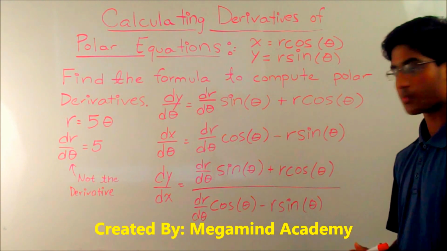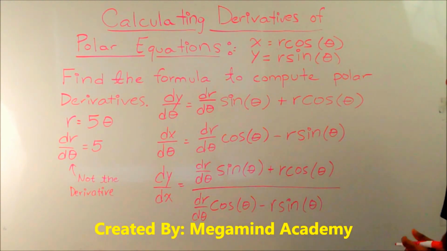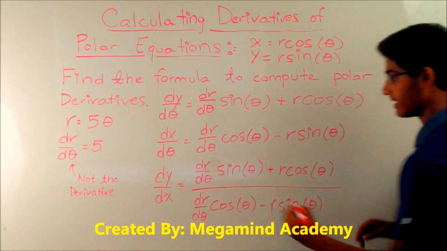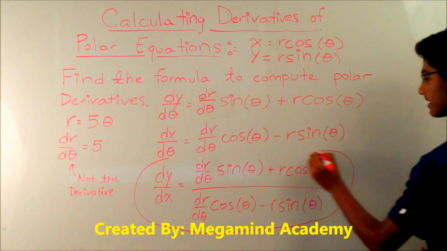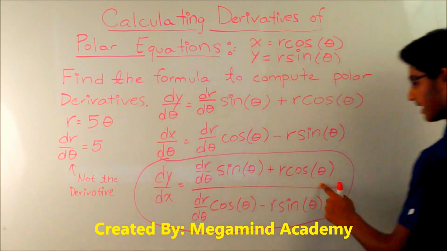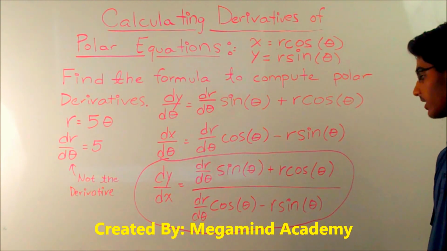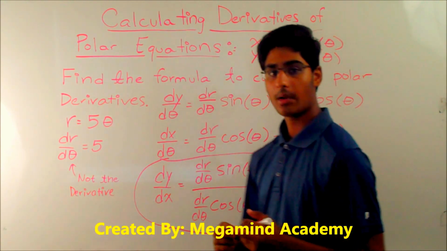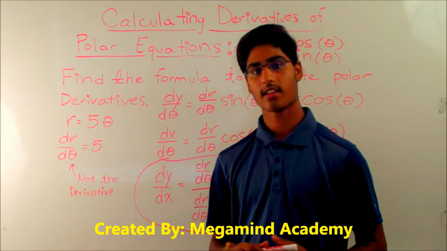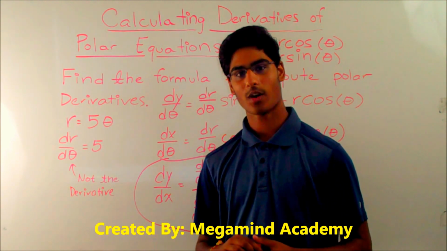So the answer to this problem is the formula to compute polar derivatives: dy dx is equal to dr d theta sine of theta plus r cosine theta over dr d theta cosine theta minus r sine theta. Today we learned about calculating derivatives of polar equations. Thank you for watching this video.